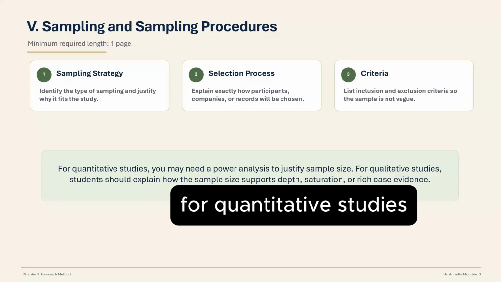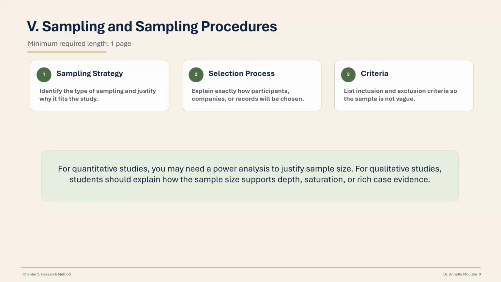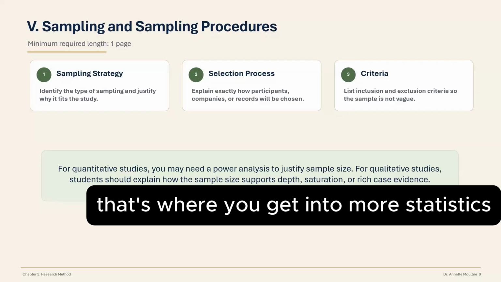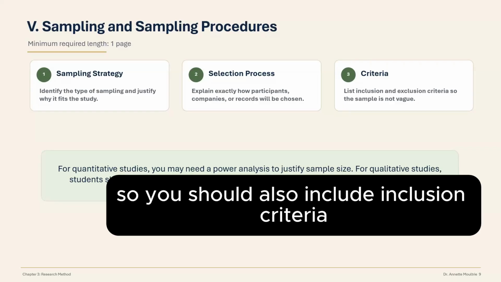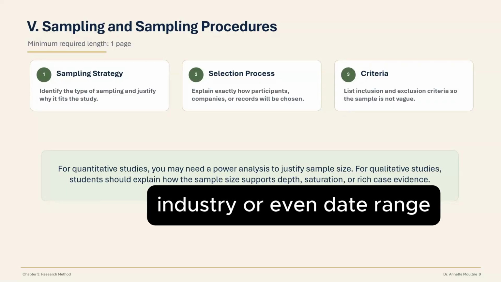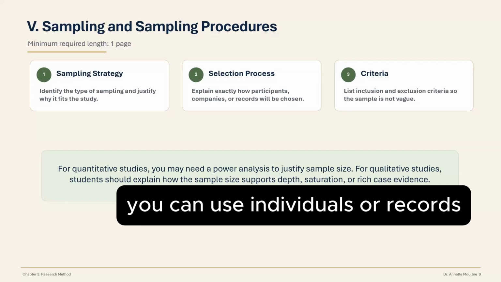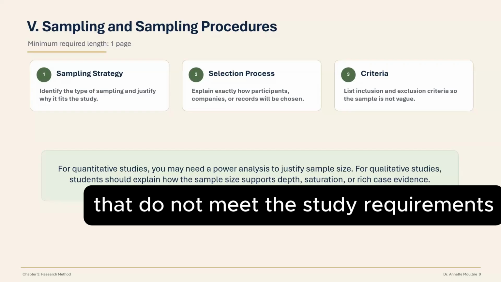For quantitative studies, sample size may need to be justified with a power analysis. That's where you get into more statistics. So you should also include inclusion criteria such as job role, years of experience, location, industry, or even date range. And with exclusion criteria, you can exclude individuals or records that do not meet the study requirements.